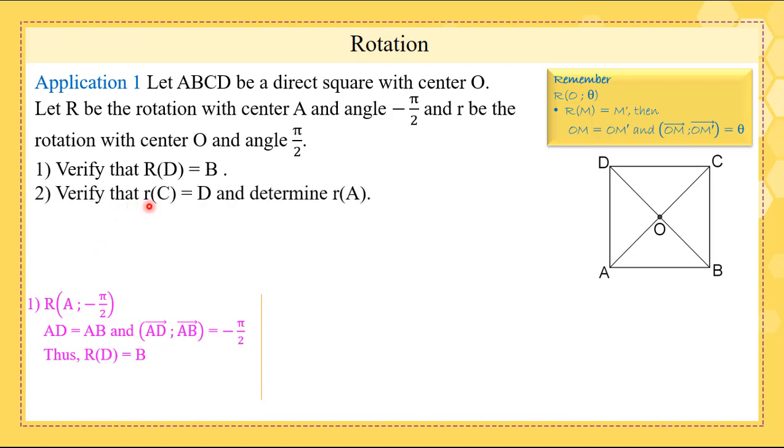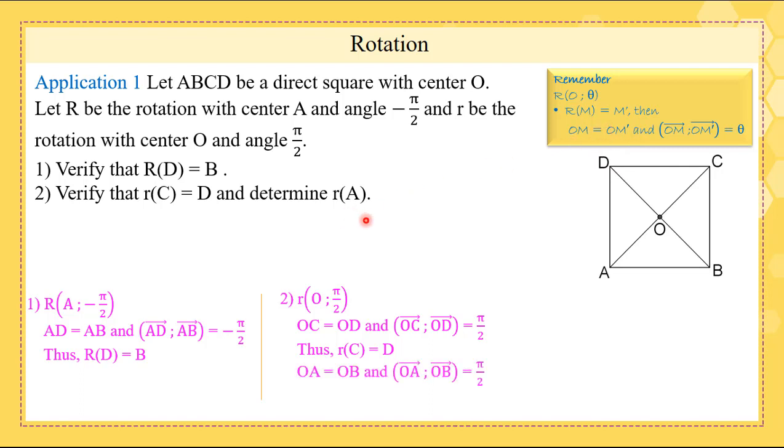Part 2, verify that small r of C is equal to D and determine small r of A. Try to answer it alone. Now, since small r is a rotation of center O and angle pi over 2, and since OC is equal to OD and the angle between OC vector and OD vector is equal to plus pi over 2, we can deduce that small r of C is equal to D according to this remark. Now, in order to determine small r of A, here we have OA is equal to OB and the angle between OA vector and OB vector is equal to plus pi over 2. So we can deduce that small r of A is equal to B.